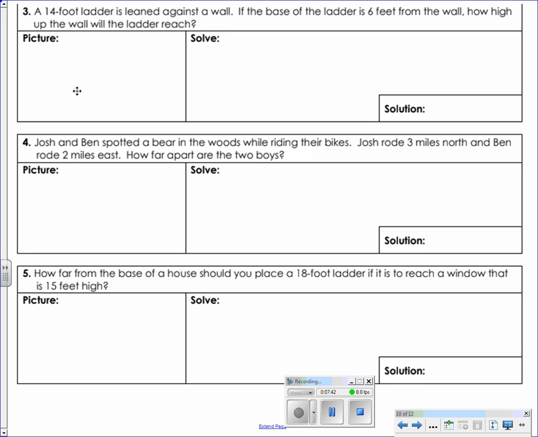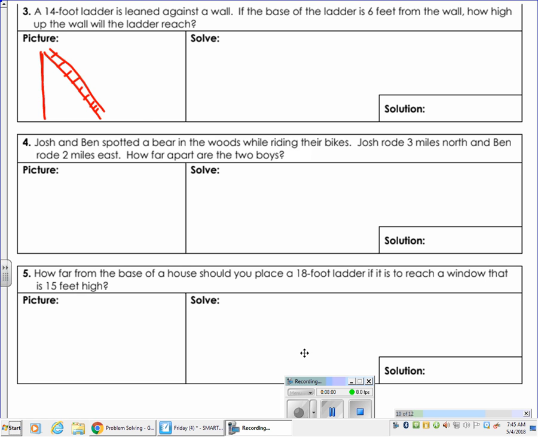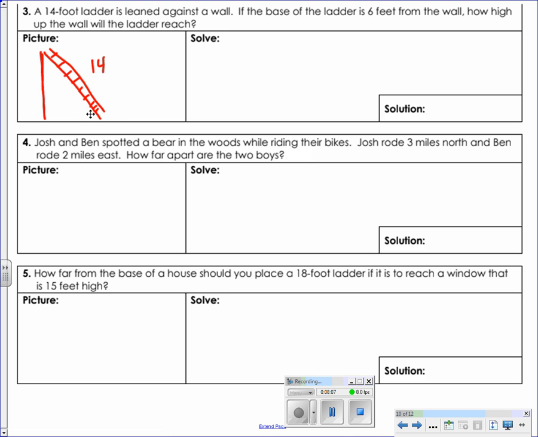So here we have a 14-foot ladder leaning against a wall. So here's my wall, and it doesn't matter if you drew your wall over here. And here's my ladder. And that ladder is 14 feet, so I'm going to put that here. And then it says the base of the ladder, and base just means bottom. The bottom of the ladder is 6 feet from the wall. So that's going to be here.